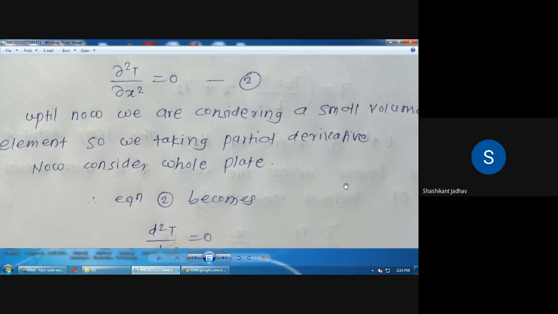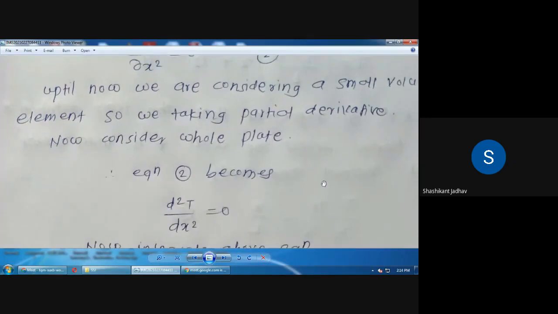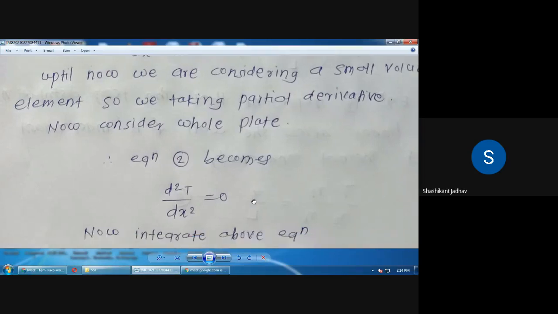So write down, equation 2 becomes d square t upon dx square is equal to 0. We have to convert that partial derivative into a total derivative. So equation 2 becomes d square t upon dx square is equal to 0.